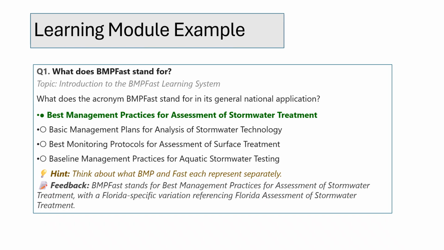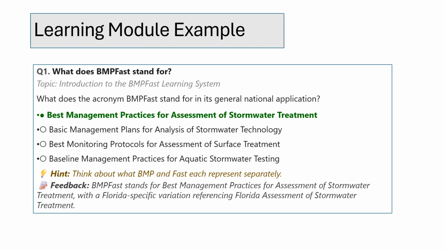This first question asks what the acronym BMPFast stands for in its general national application. The four answer choices are Best Management Practices for Assessment of Stormwater Treatment, Basic Management Plans for Analysis of Stormwater Technology, Best Monitoring Protocols for Assessment of Surface Treatment, and Baseline Management Practices for Aquatic Stormwater Testing.